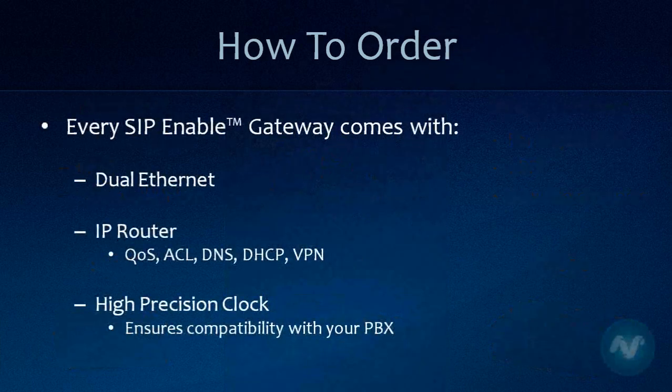Just if you're curious, every SIP Enable gateway, every Patton gateway, is going to come with dual Ethernet. It's going to come with an internal IP router. We actually offer several different gateways. Some of our gateways are going to be gateway only. They only do that TDM to IP conversion. But a lot of our gateways, we call them gateway routers, have built-in IP routers to do data as well. And then last, they have a high-precision clock built in. Your SIP Enable 15 and SIP Enable 30 have a high-precision clock built in. That ensures compatibility with your PBX in case it doesn't offer the clocking source.